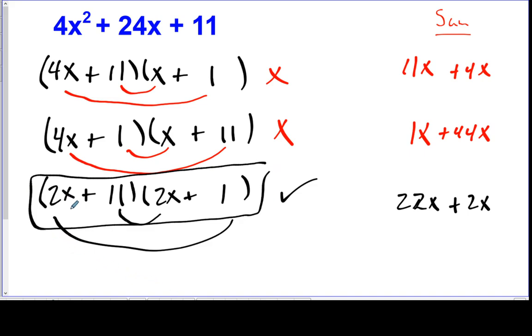And if you were to check it, multiply 2x times x, that gives you the 4x squared. 2x times 1 is 2x. 11 times 2x is 22x. Combine those to get the 24x, and then your 11 times 1 gives you the plus 11. You can check it and know that you're right.